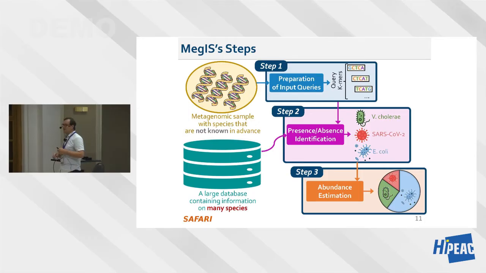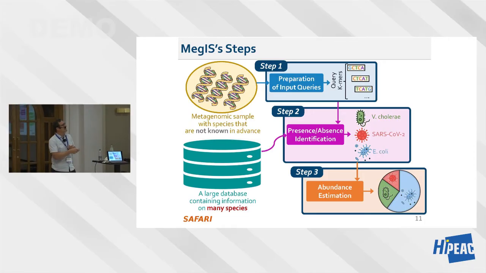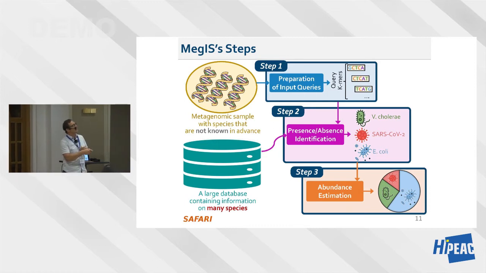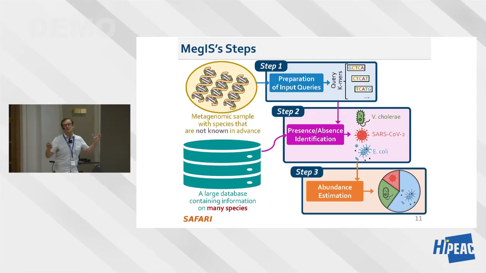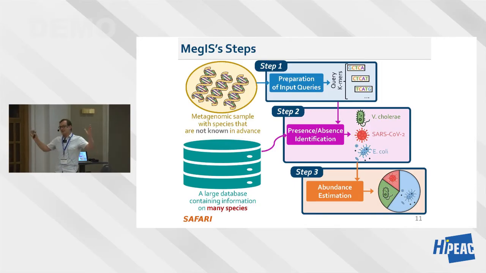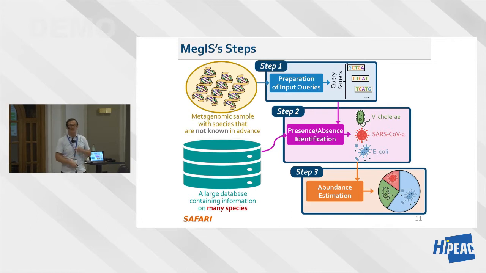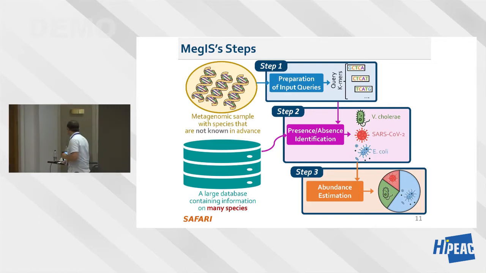So these are the 3 steps of metagenomic analysis that we want to really accelerate. You basically have a metagenomic sample with species that you don't know in advance. So you prepare them, you sort these queries somehow. And then you compare these k-mers, which are basically sequences of base pairs of length k. That's what a sequencer does. A sequencer chops your genome, or something's genome, into sequences of some length, in this case k. Then you compare against a huge database to identify what kind of species are lurking there. And then you can also estimate the abundance of those species. These are actually pretty data-intensive tasks.